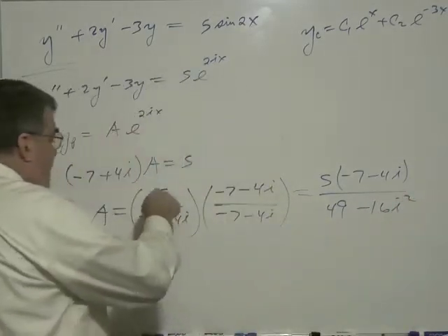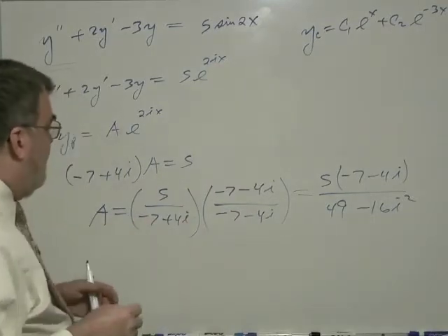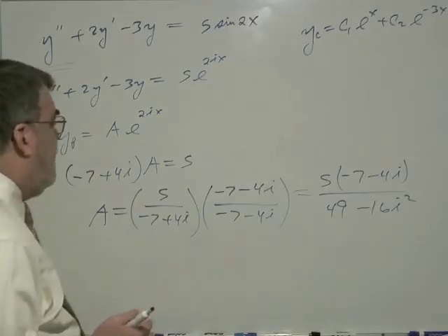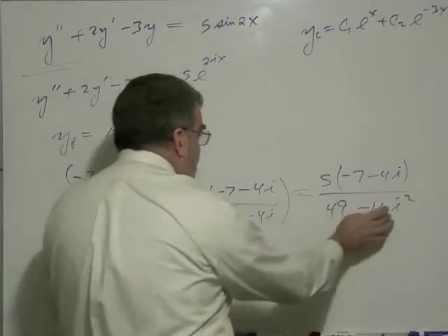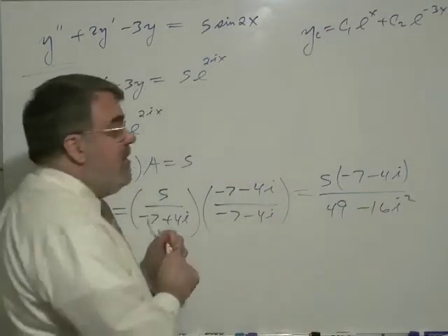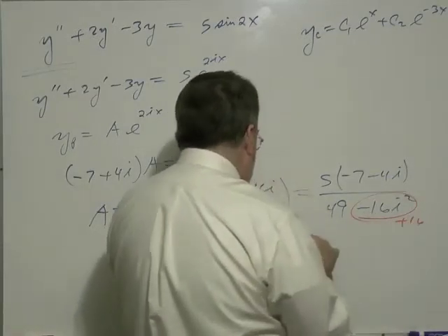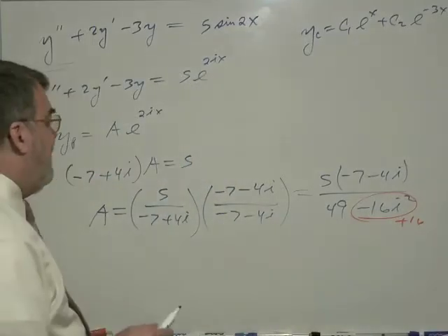By the way, I teach this part right here in college algebra, so it's possible you've seen division of complex numbers before. Well, here's where you might use it. So we got 49 and then minus 16i squared. Well, what's minus 16i squared? That's plus positive 16, because i squared is negative 1, and 49 plus 16 is 65.